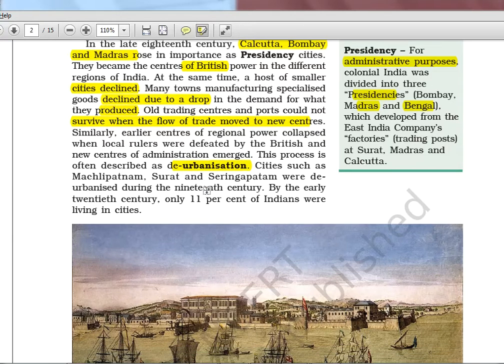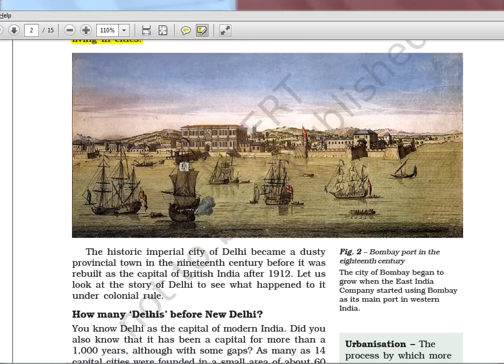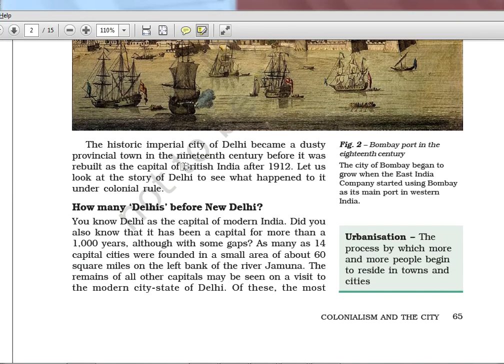Cities such as Machilipatnam, Surat and Seringapatnam, you know, in Mysore also, the Treaty of Seringapatnam was there after the third Anglo-Mysore War, around 1792 I think, deurbanized during the 19th century. By the early 20th century, only 11% of Indians were living in cities. So you know it's a very minimal amount. The historic imperial city of Delhi became a dusty provincial town in the 19th century before it was rebuilt as the capital of British India after 1912.